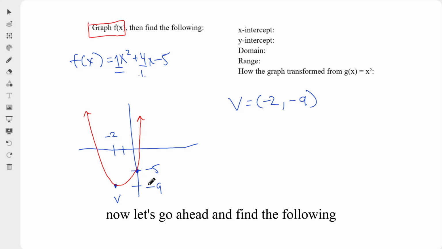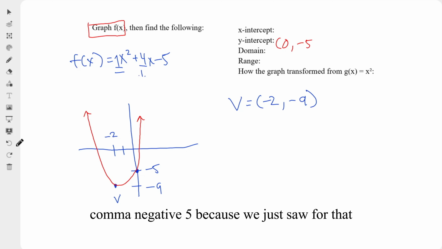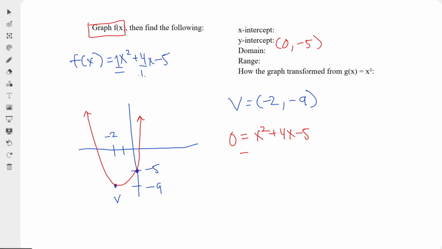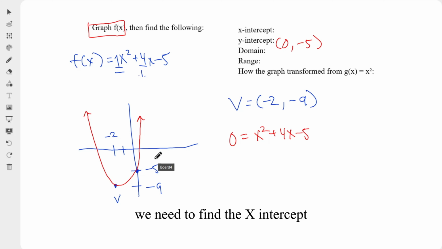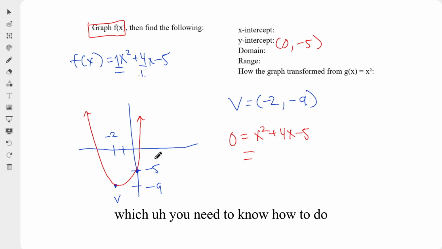Now let's go ahead and find the following. We know our y-intercept is at negative 2 comma negative 9. I'm sorry. That is our vertex, not our y-intercept. We know our y-intercept is at 0 comma negative 5 because we just solved for that. So let's go ahead and find our x-intercepts. To find the x-intercept, we need to set y equal to 0. So we're going to go ahead and use the AC method, which you need to know how to do.